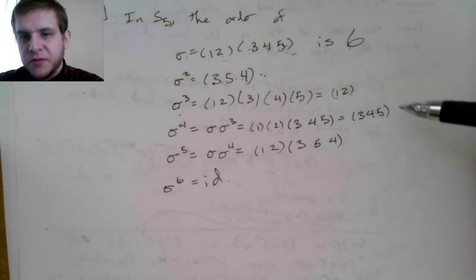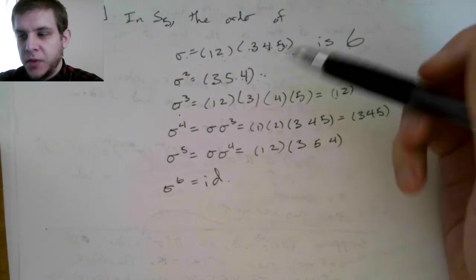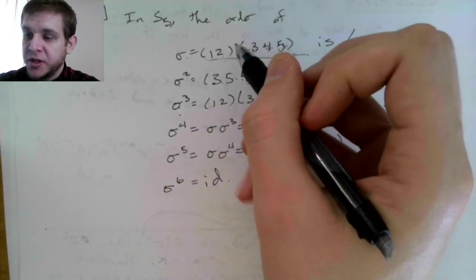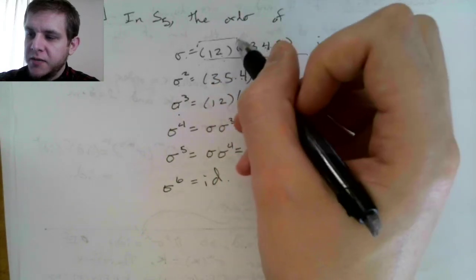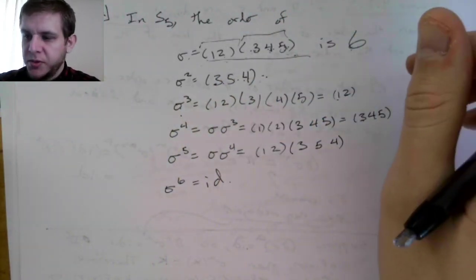So this is an example of computing the powers of a permutation to find its order. Or, once you know its cycle decomposition, you can find the order much more simply just by taking the length of these cycles and then taking the least common multiple.